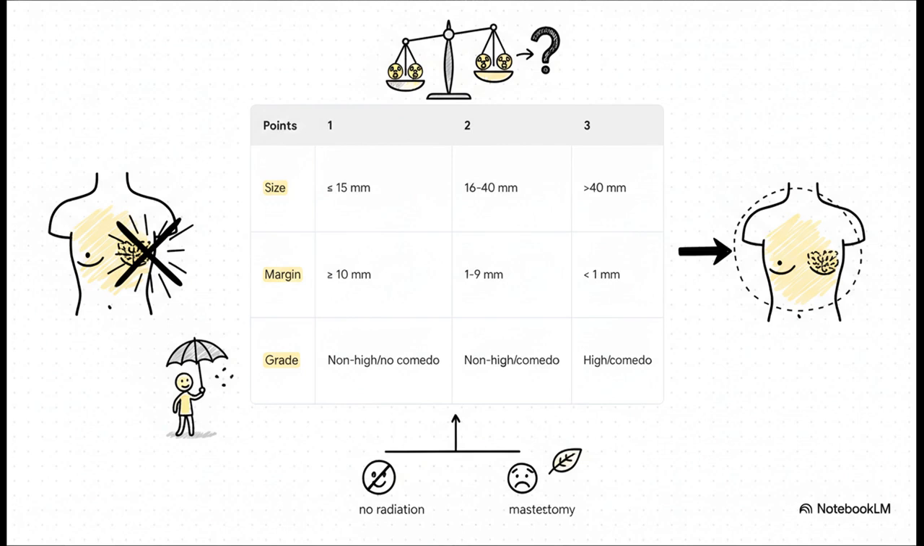Yes, there are. To really refine that conversation, I can use a tool like the Van Nuys Prognostic Index. It's a scoring system that looks at the DCIS size, the margin width we achieved, and the grade. For patients with a very low score, their risk of recurrence is so low that we can actually discuss the possibility of safely skipping radiation. On the flip side, a very high score might steer the conversation more towards a mastectomy, because the risk of it coming back locally is just too high, even with radiation.